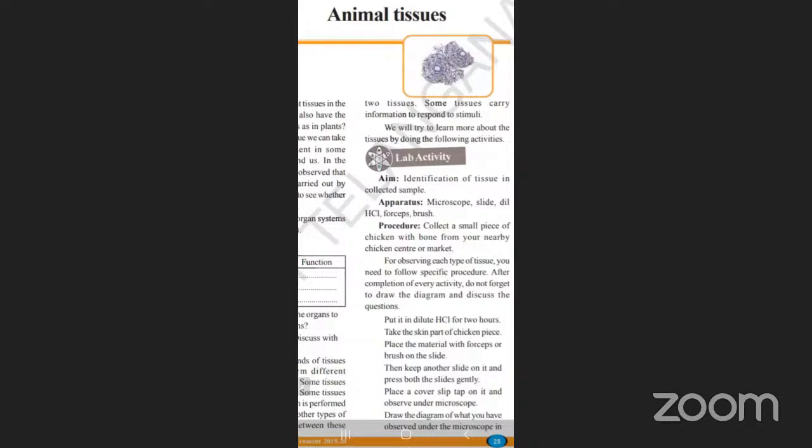For observing each type of tissue, you have to follow a specific procedure. After completion of every activity, do not forget to draw the diagram. It is a must. Don't forget to draw the diagram, because what you observe under the microscope, you have to draw, and compare with your textbook, and then you will get the idea.